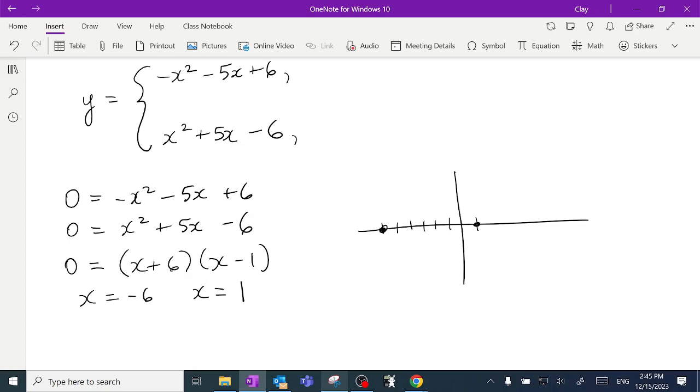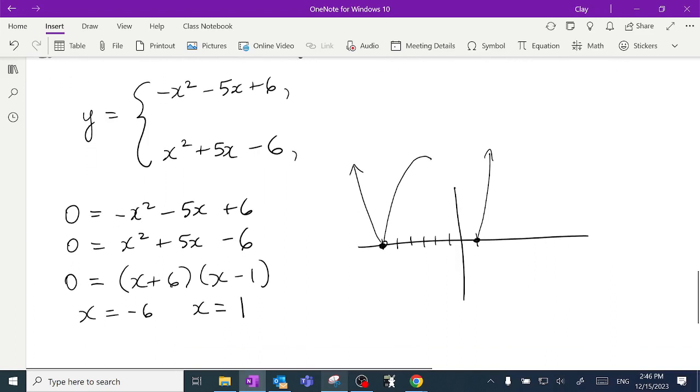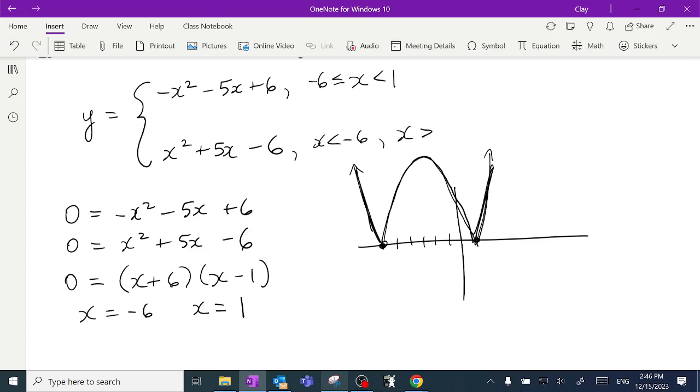You know that the shape of this thing is going to be something like this. I don't really know how high it goes up. I don't know that I really care. Something like that, right? So actually, the negative version of this equation is this part, right? So that part there exists when x is between negative 6 and 1. And this part exists when x is less than negative 6 or bigger than 1.